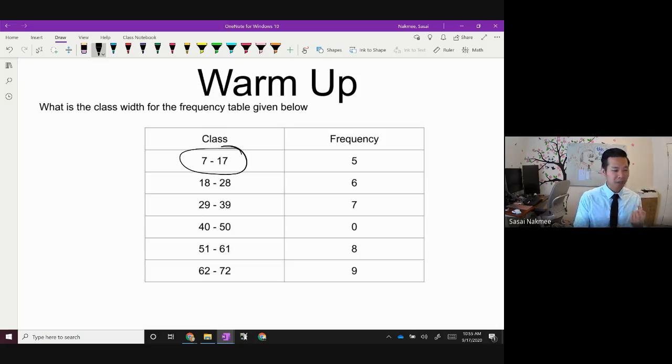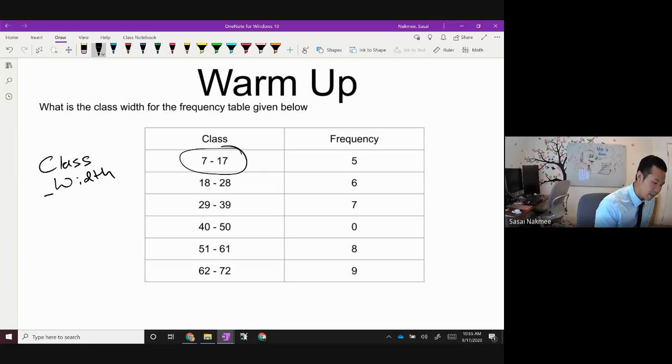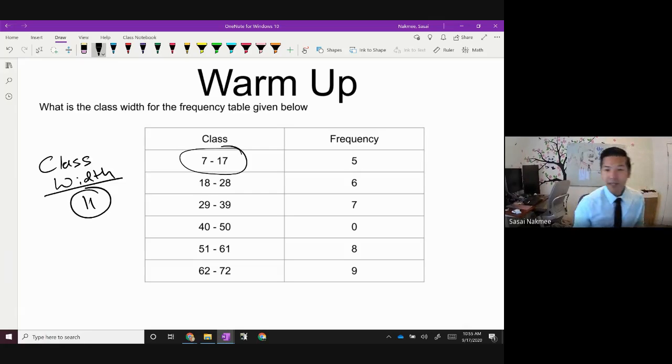You count it off. So the first number there is 7. So that's the first element, right? You stick your finger up, 7. And you just count to the upper limit. So 7, 8, 9, 10, 11, 12, 13, 14, 15, 16, 17. So on a count to 17, I've counted 11 numbers. That's my class width. That's it. My class width is just how many elements you have in each class. And in this case, it is 11, right?